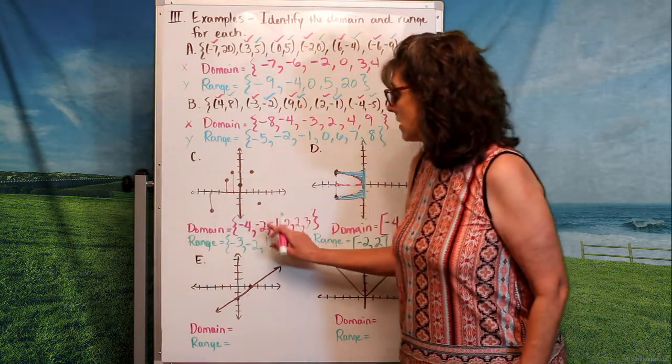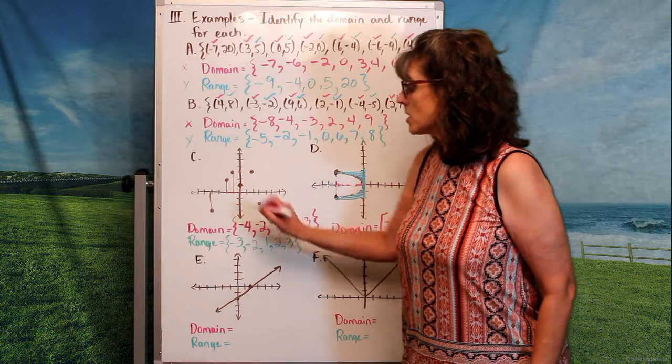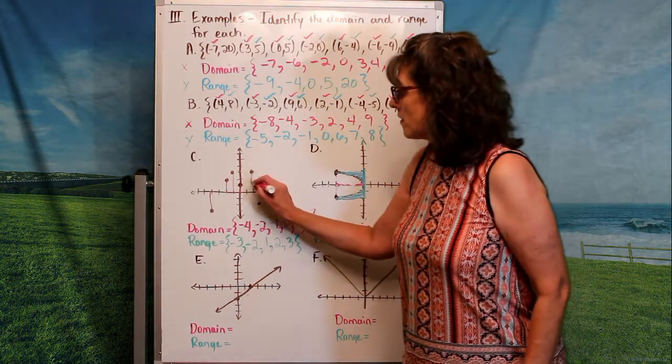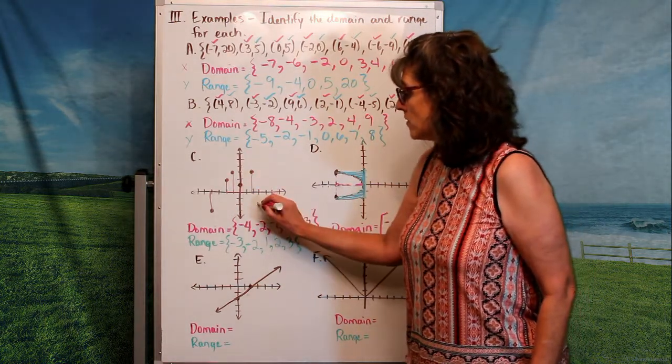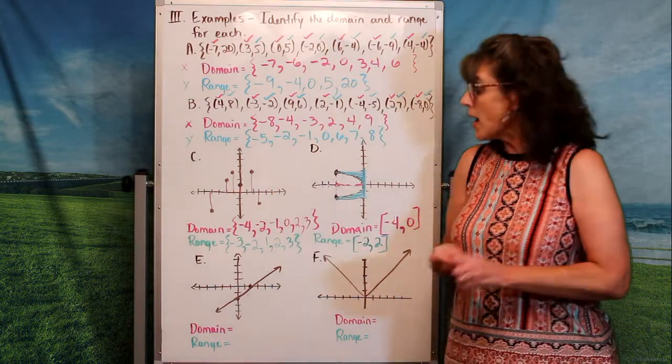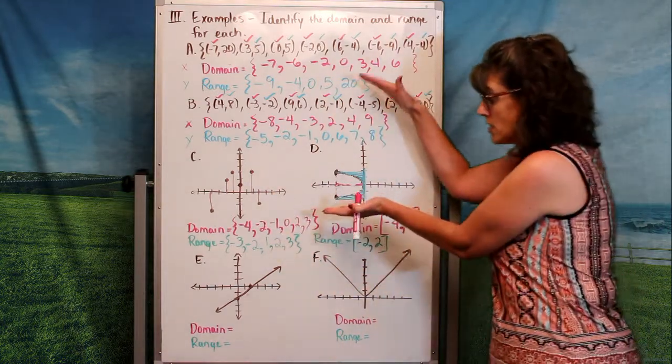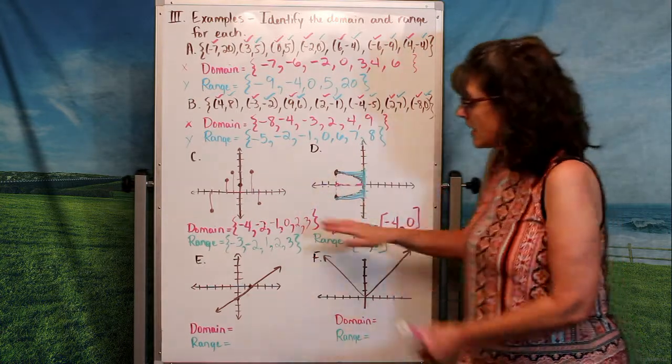This one's going to come down here at -1. This one's going to come down here at 0. This one's going to come down here at 2. And this one's going to come up there at 3. So I can still identify my domain by doing that very same thing, squeezing it up on the x-axis.